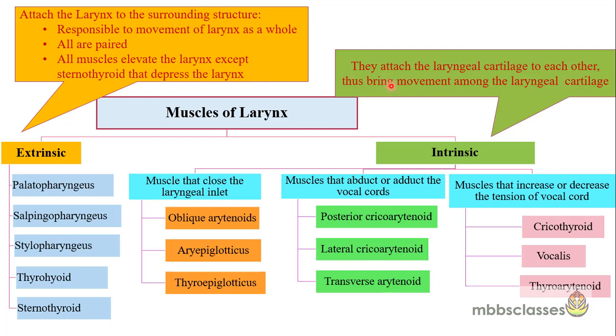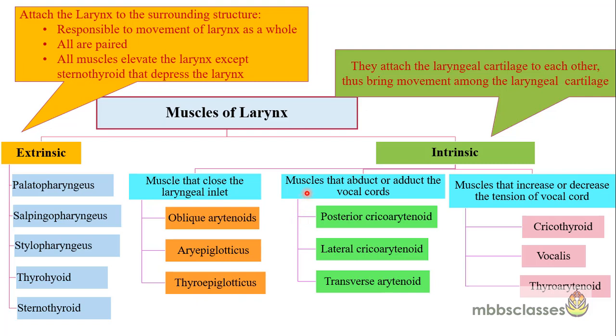In the intrinsic group, these are the muscles that attach the laryngeal cartilages to each other and thus bring about movement among the laryngeal cartilages. In the extrinsic group, the muscles are the palatopharyngeus, salpingopharyngeus, stylopharyngeus, thyrohyoid, and sternohyoid. The intrinsic group is further classified: the muscles that close the laryngeal inlet are the oblique arytenoids, aryepiglottic muscles, and thyroepiglotticus muscles.